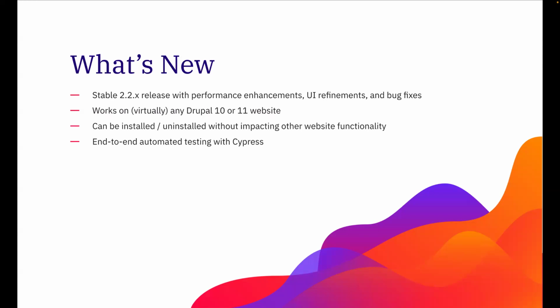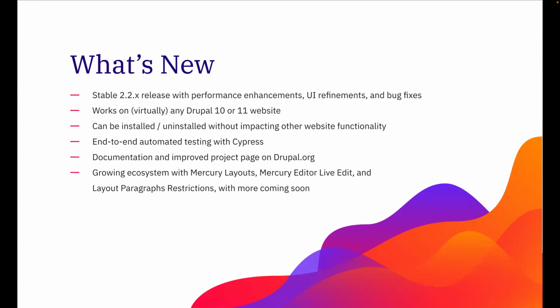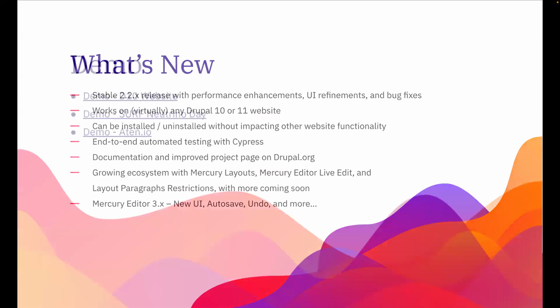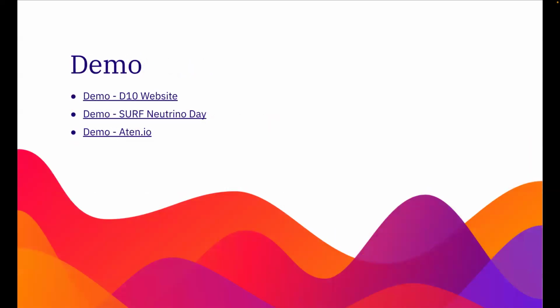The current stable version has end-to-end testing with Cypress. So everything is tested with Cypress before being pushed to Drupal.org. There's better documentation and an improved project page on Drupal.org. And again, a growing ecosystem. I'll get into the 3.x version a little bit. We'll do a quick demo of that, which has a totally new UI, some autosave functionality, undo states, and more. All right, that's it as far as the background that I want to share with you.